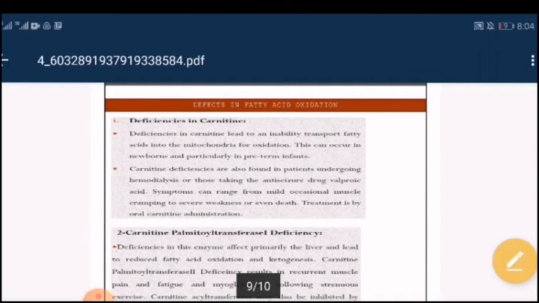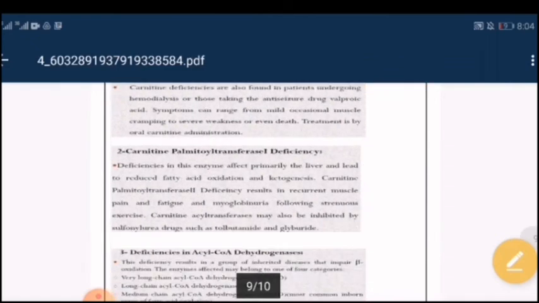This leads to inability of the mitochondria to oxidize fatty acids, because fatty acids were not allowed into the matrix. The treatment here is oral carnitine administration. Then the second problem is CAT1 deficiency. This deficiency results in recurrent muscle pain because muscles have no energy.